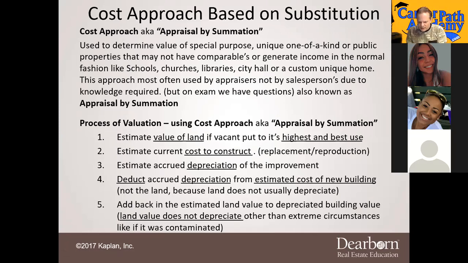So on page 279, at the bottom of the page, highlight the title, Cost Approach. And highlight the first sentence. Is most helpful in the appraisal of special purpose buildings, such as schools, churches, and public buildings. Quite frankly, I like my slide to study from better. Cost approach is also known as the appraisal by summation. Sometimes that's an exam question in itself.